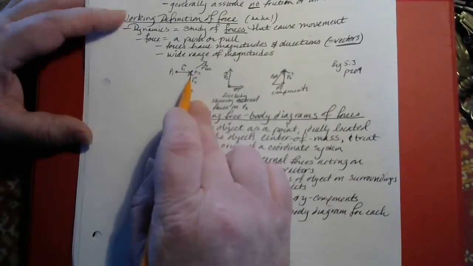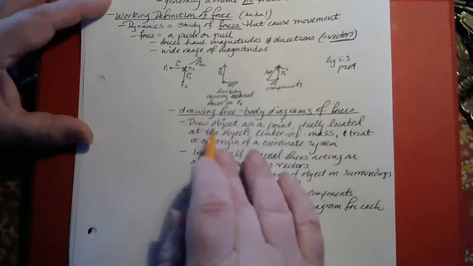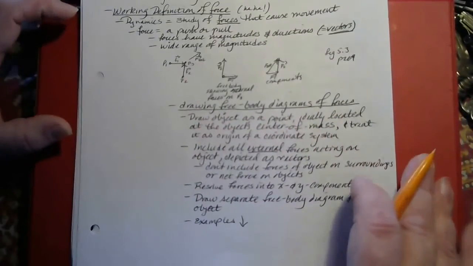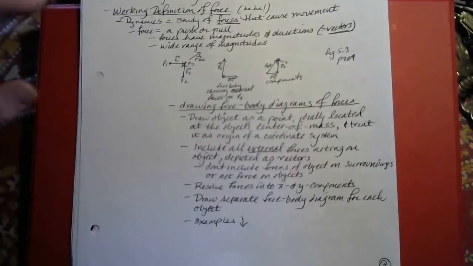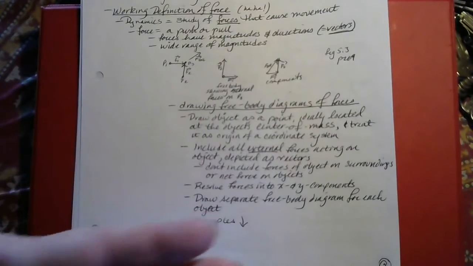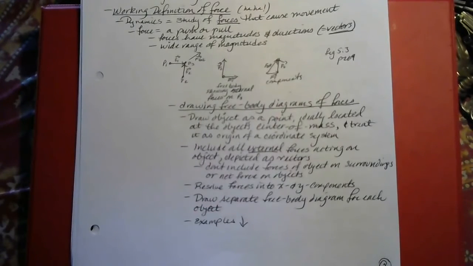The book goes into a little example at this point about, for one thing, drawing free body diagrams of forces. That is actually an important thing to be able to do because it illustrates how forces relate to each other and what the resulting net force will be. It makes it easier to envision that.